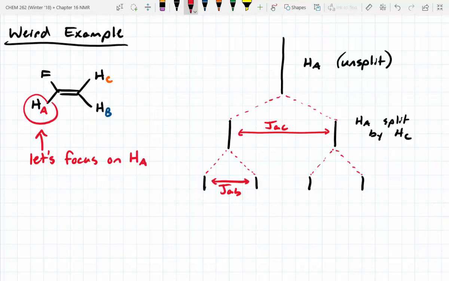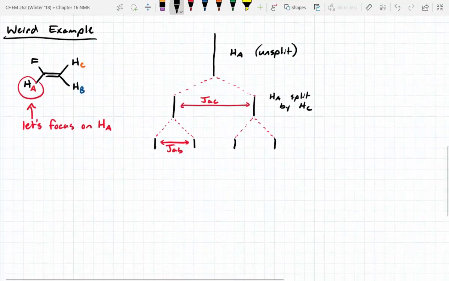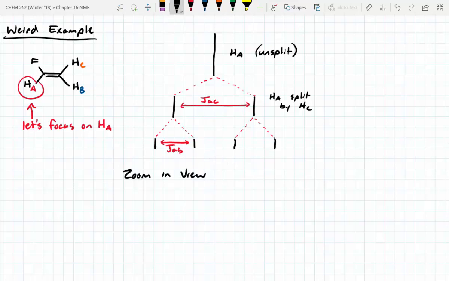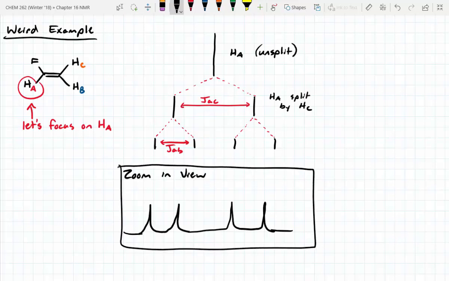And so what this looks like in an NMR spectrum, I'll zoom out and do the weird view again. So zoom in view. So you end up with something that looks like this, adjacent to something that looks like that. It looks kind of funny. What people do when they see something like this is they refer to this as a doublet of doublets.